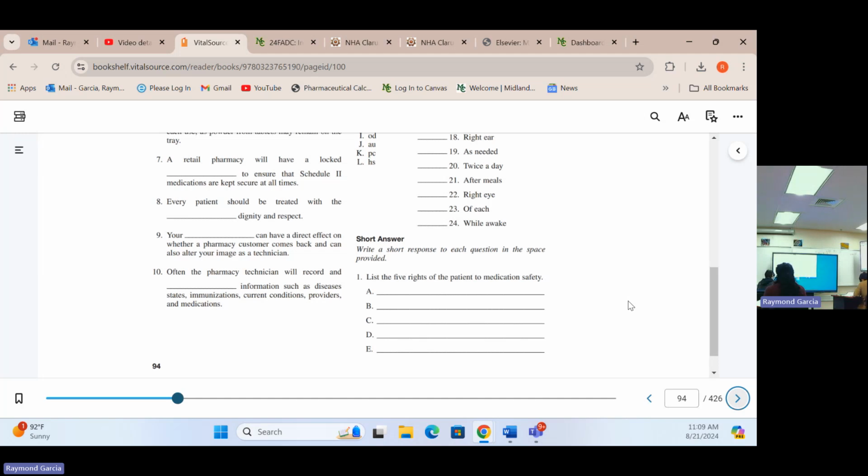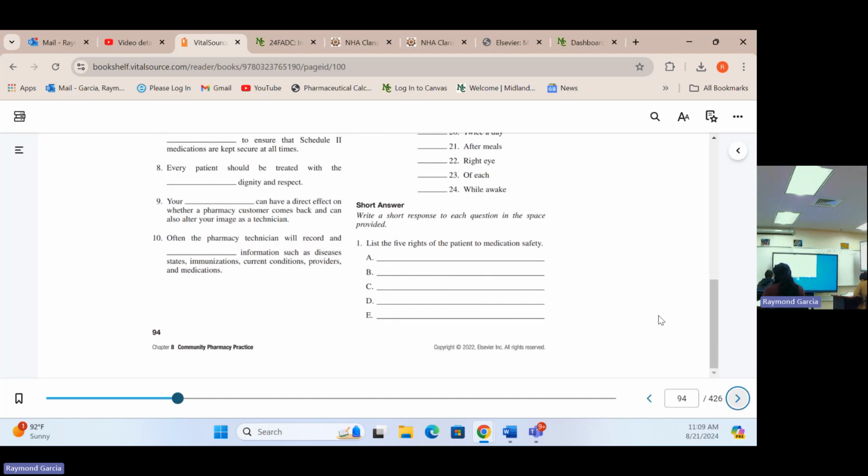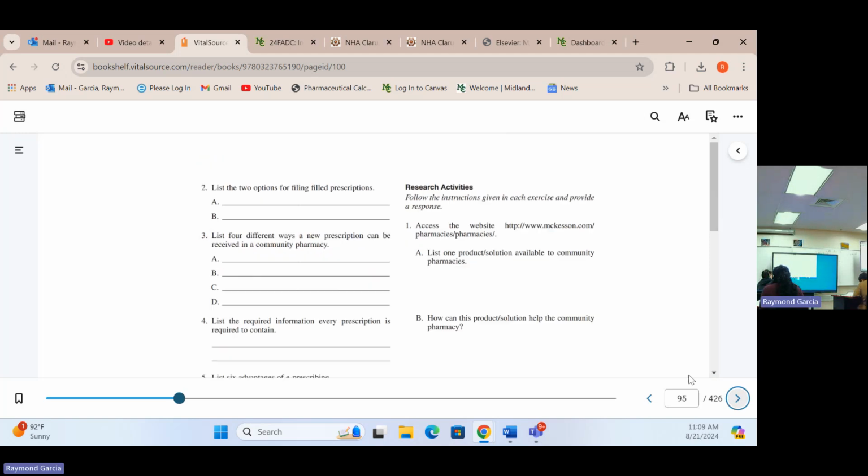All right. Short answer, let's see. Two options for filing filled prescriptions. What are the two options? Three separate files, or two separate files. That's correct. So that's page 176.